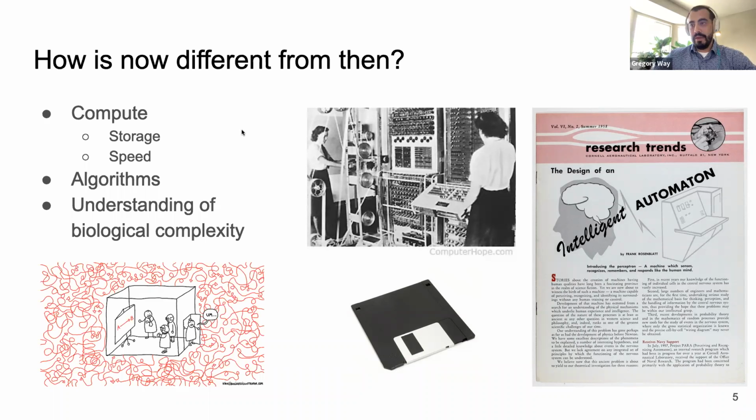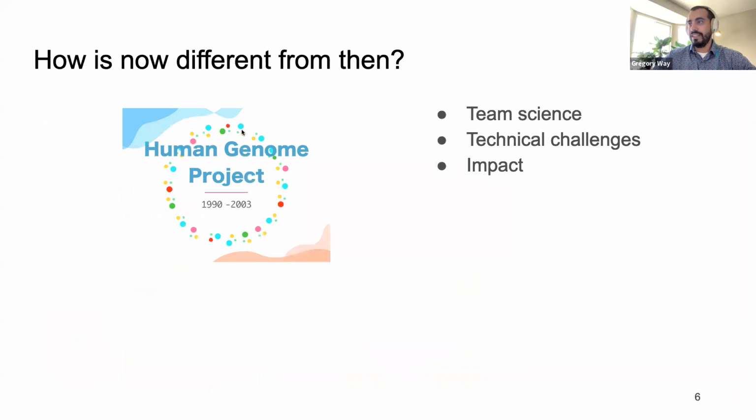One of the major reasons why we have this understanding of biological complexity is, in large part, a culmination of many, many years of research that could in some ways be summarized with the completion of the Human Genome Project, which completed in the early 2000s. This project really demonstrated the team science that's required for such a complex endeavor that faced loads of technical challenges and continues to have immense impact.